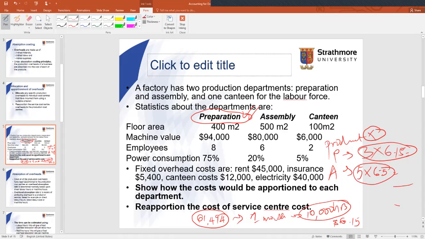Therefore, when getting the total cost of product X, assume this cost is equal to, let's say, 60. Here's an example: the total overhead that needs to be absorbed when getting the cost of product X will be equal to $60.